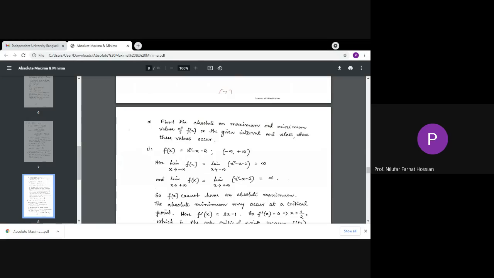Now please tell me, will there be any absolute maximum for this function? Miss, can infinity be a maximum? Absolute maximum? Sorry? There will be no maximum.